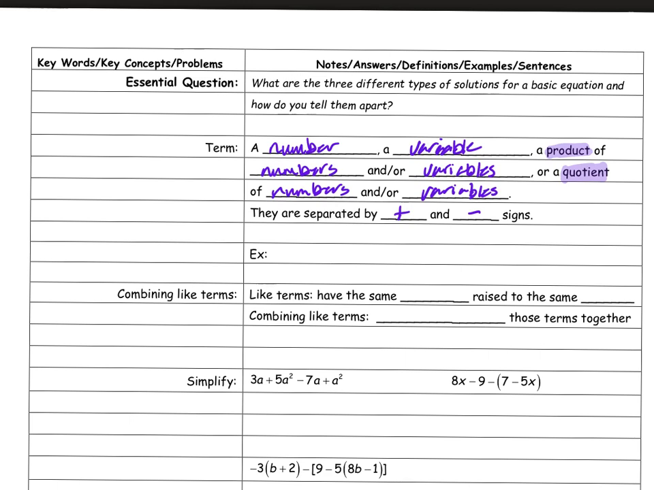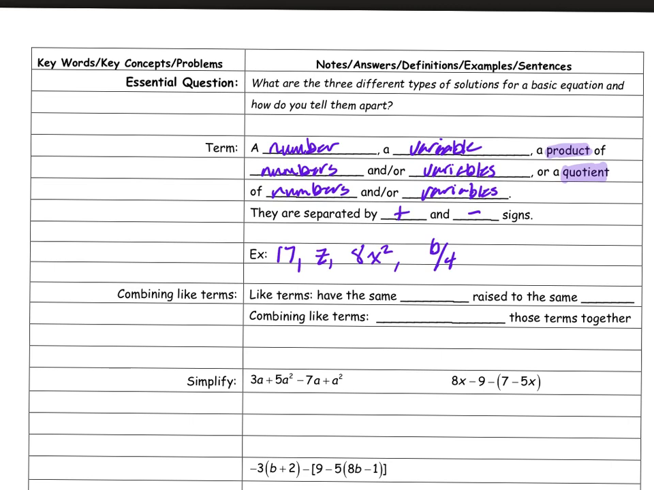A number, which could be like 17. A variable, which could be like z. I'm just making this up. A product of numbers or variables, so that could be like 8x squared, okay? Or a quotient of numbers and variables, which could be like b over 4. That's a good one.